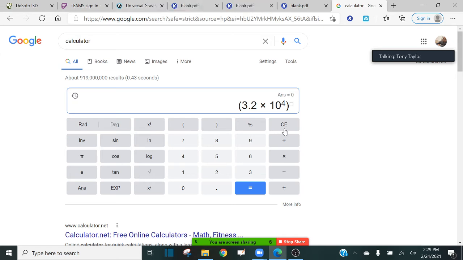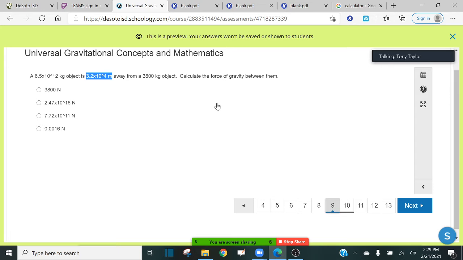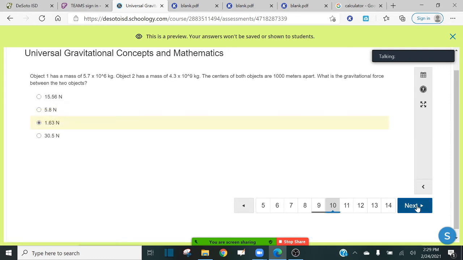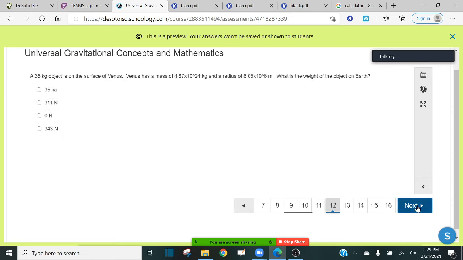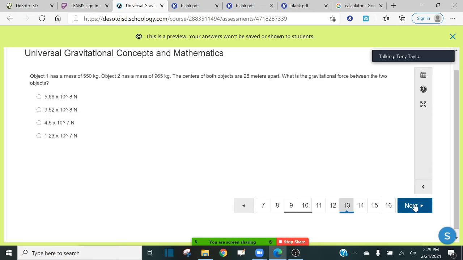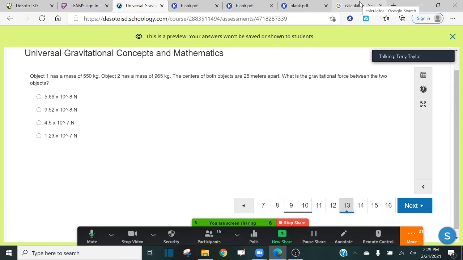Any questions so far? We're not done because there's some more things I want to talk about before I let you guys go do this on your own. Now, guys, some of these problems deal with the difference between weight and mass.